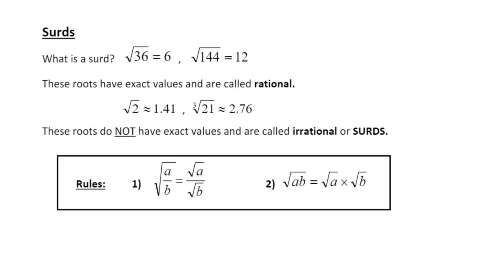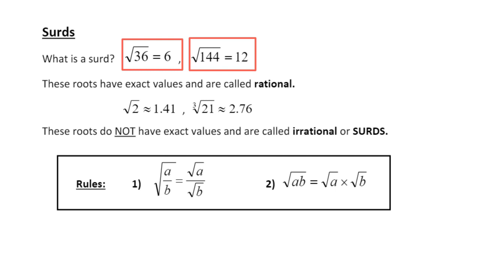Moving on to surds. If we take the examples, root 36 and root 144, so the square root of 36 and the square root of 144 give you exact values of 6 and 12, okay? So those exact values, or the roots that have exact values, are called rational. Any root that does not have an exact value, and where there's a square root, then it ends up in a decimal, is something that's called irrational, or what we call it is a surd.